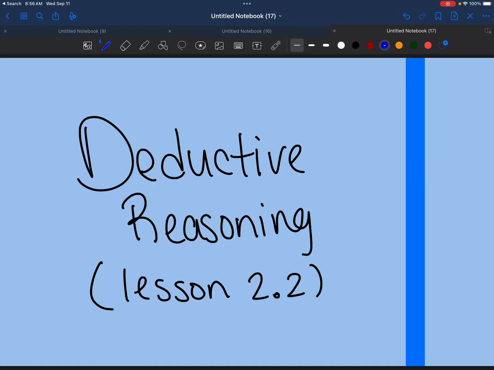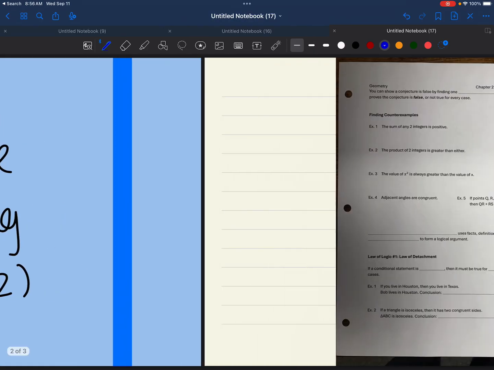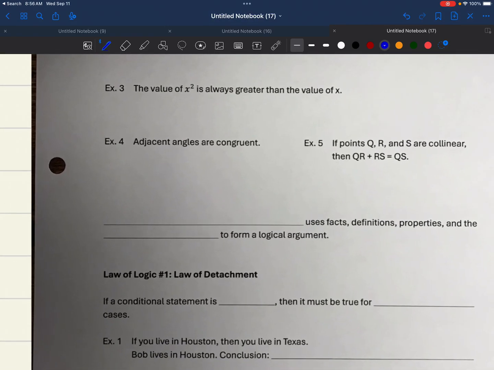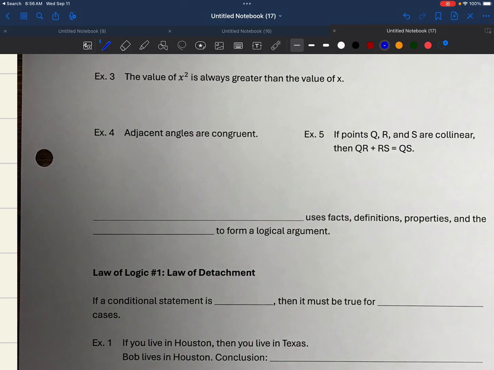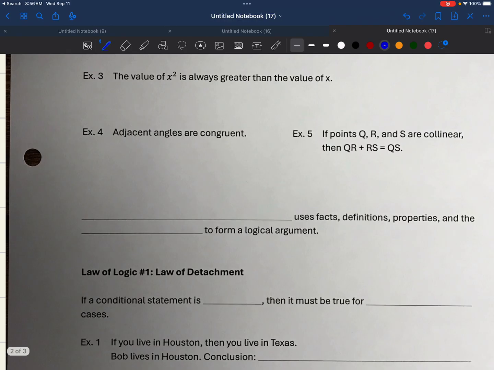All right, today we're going to finish section 2. So yesterday we talked about inductive reasoning, right? Which inductive reasoning, we looked at clues to figure out a pattern. Okay, so on deductive reasoning, we're going to use facts, definitions, properties, any of those things to help us form a logical argument. Okay, so deductive reasoning, our first definition.